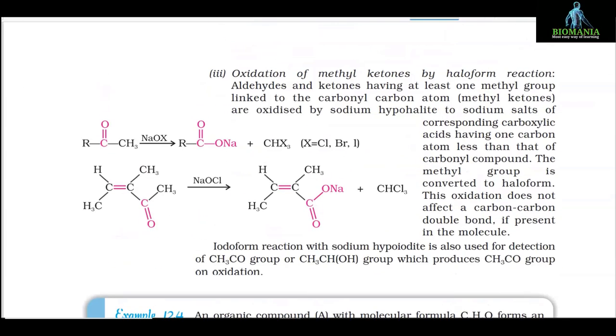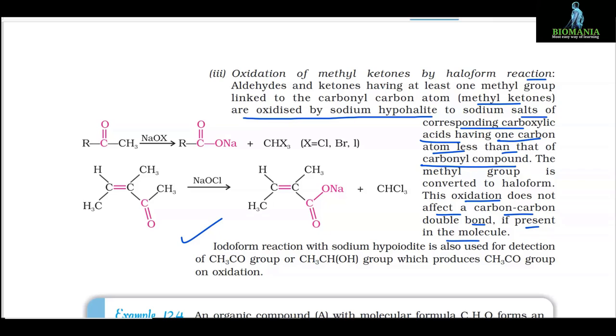Number 3, oxidation of methyl ketone by haloform reaction. Aldehydes and ketones having at least one methyl group linked to the carbonyl carbon atom, that is methyl ketones, are oxidized by sodium hypohalite to sodium salts of the corresponding carboxylic acids having one carbon atom less than that of the carbonyl compound. The methyl group is converted to haloform. This oxidation does not affect a carbon-carbon double bond if present in the molecule.